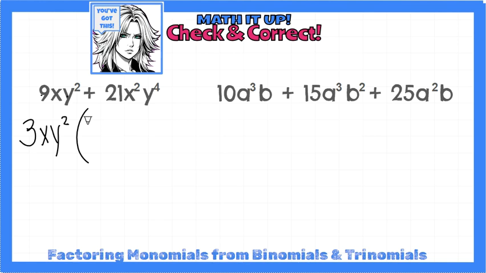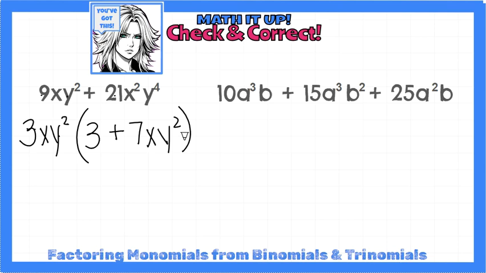So 3 times 3 will get me that 9. X is already represented. The y is already represented. 2 y's, 2 y's. So now I can go here. 3 times 7 is going to give me that positive 21. X, 1 here, 2 here. I need 1 here. 2 y's here, 4 here. I'll need 2 more y's here.